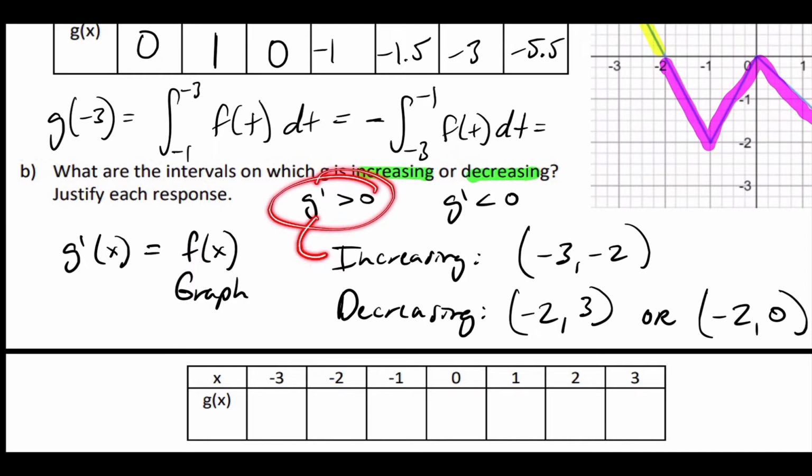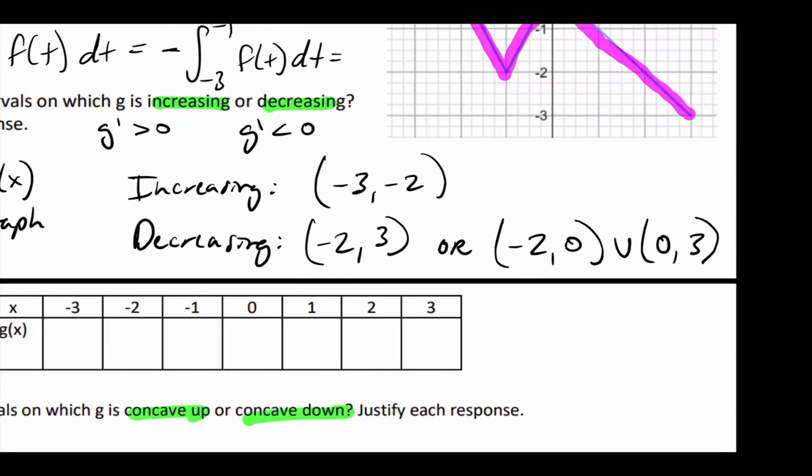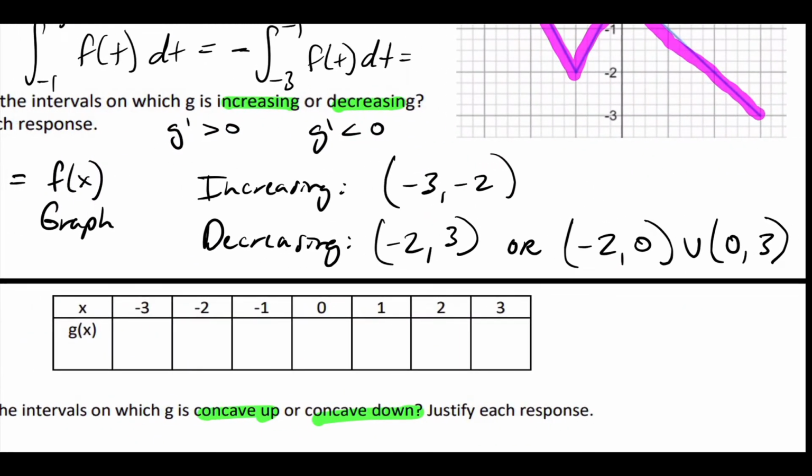Well, here you go. That goes with that guy. That goes with that guy. Because G prime is positive. Because G prime is negative. Okay. That would be your justification.